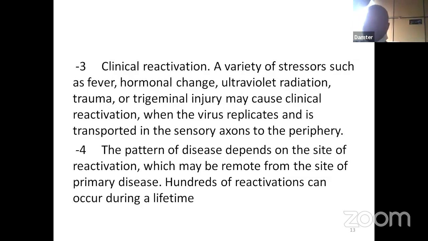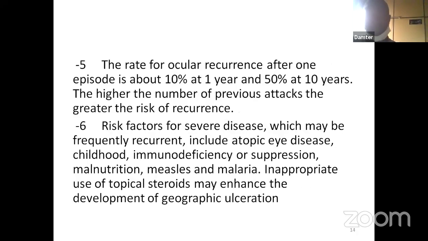When the virus replicates and is transported in the axons to the periphery, commonly the branch of the trigeminal nerve that is affected is the ophthalmic branch, which presents with most of the ocular features, as we will see very soon. The pattern of the disease depends on the site of reactivation, which may be remote from the site of primary disease. Hundreds of reactivations can occur during a lifetime.